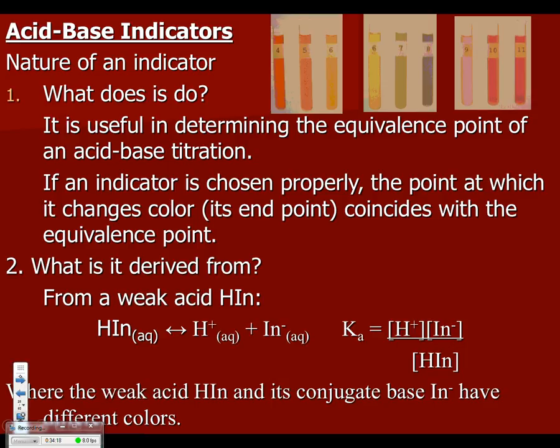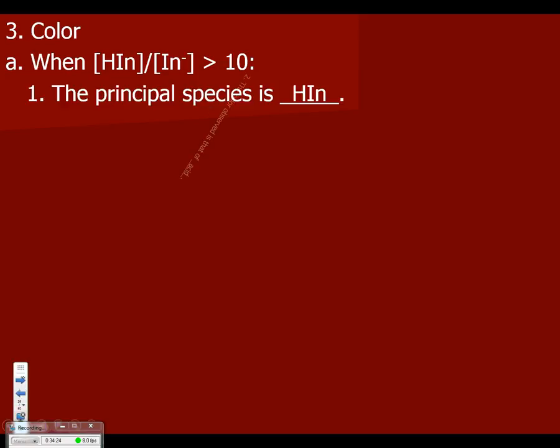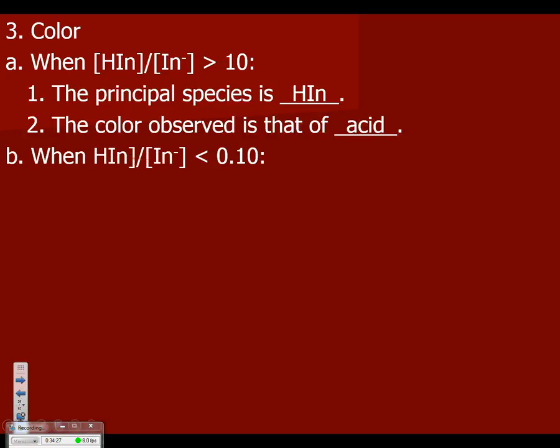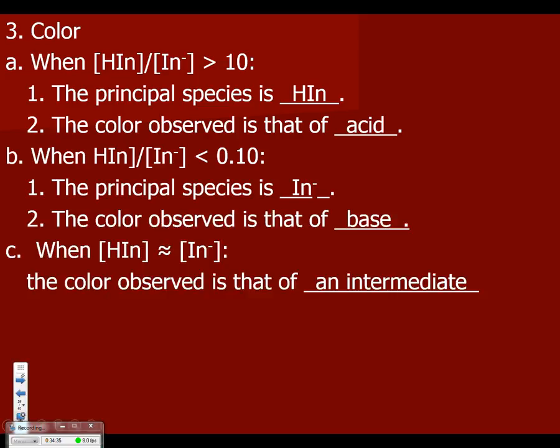So if I have more acid, it's one way. If I have more base, it's another. So it is a visual thing. Okay? The principal species is the color that you observe of your acid. When I shift it, and it becomes the In that I'm seeing, which is the base. The color in between is an intermediate.